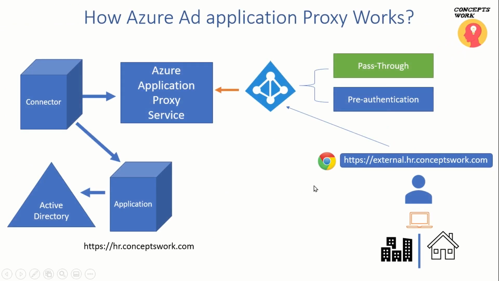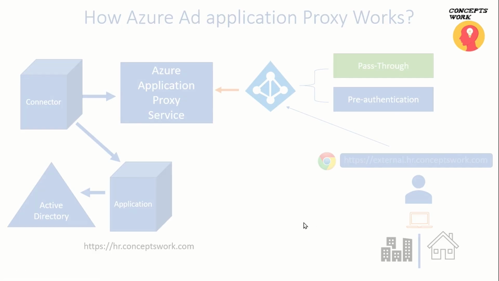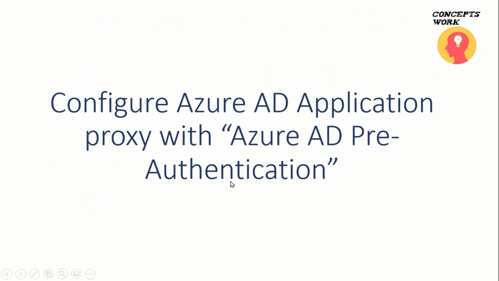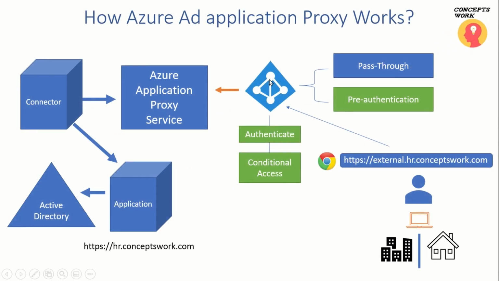In the use case which we have just covered, since it is pass-through, the moment the user went to the external link, he or she was directly landed on the application console where they were prompted to enter the username and password. The reason behind that is Azure AD was not involved. But in the next use case, we will be covering Azure AD pre-authentication. In this case, Azure AD will be authenticating the user and getting the conditional access processed.